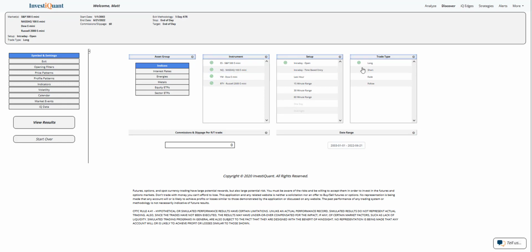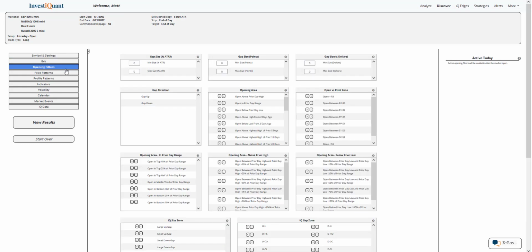The setup's based upon entering the market long at 9:30 a.m. Eastern time and exiting at 4:15 p.m. Eastern time. Now, like I just said, we are trading above Friday's high. So to add that to the test, I'm going to go to opening filters, opening area. I'm going to hit equals next to open above prior day high. I've selected that. You can see it's up here in the header section now.